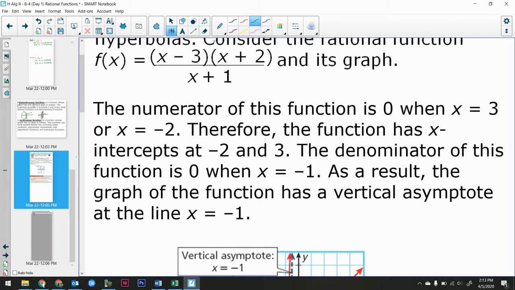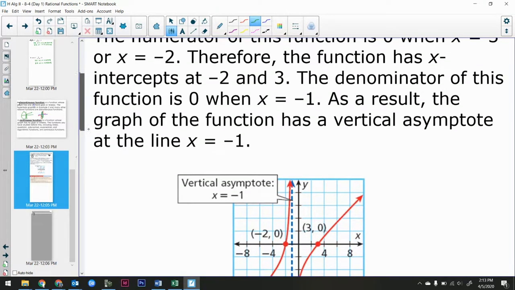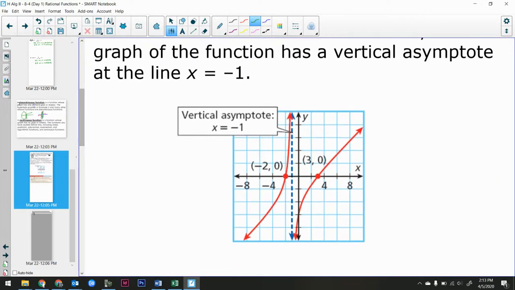But there's a point on here where this function is undefined. If I set the denominator equal to 0, x is -1. This function is undefined at -1. So what does that mean? That means that there's actually a vertical asymptote at x = -1. This is the equation, this is what the function looks like, and it's a graph. Notice the x-intercepts at -2 and +3.